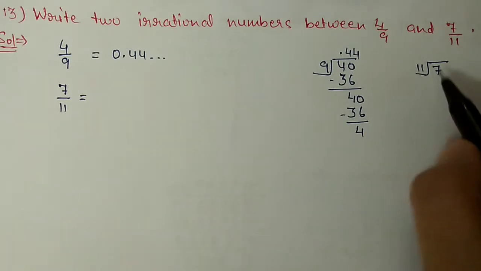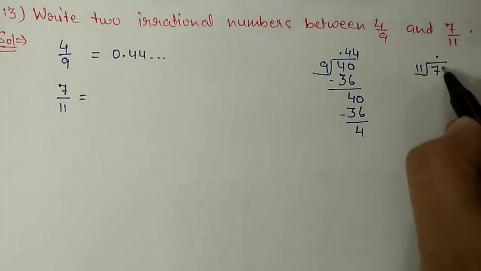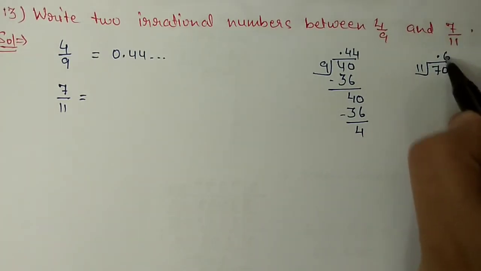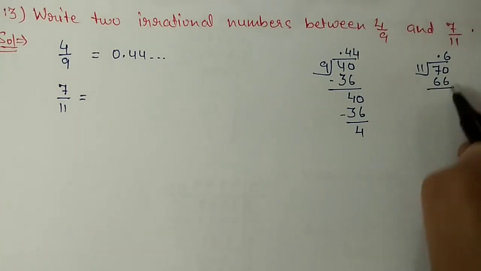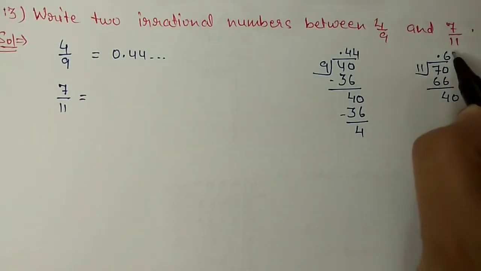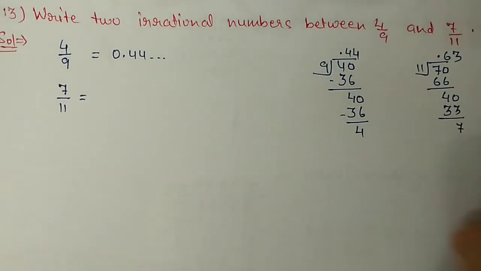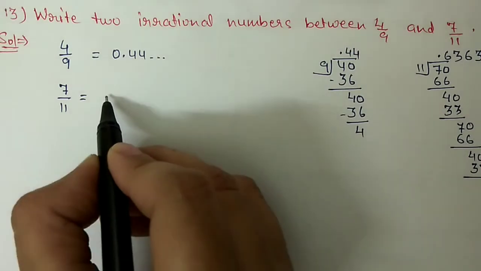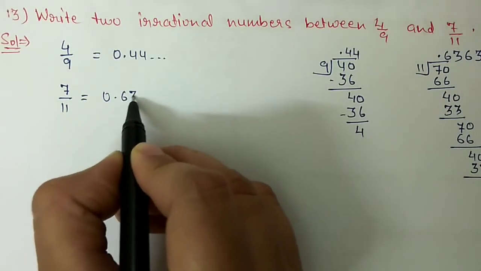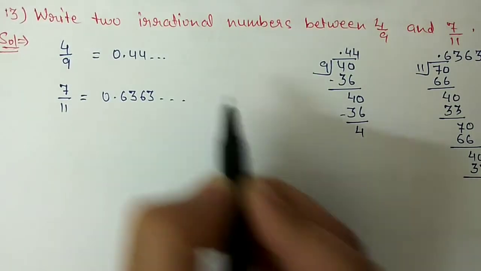Similarly, 7 also we will divide by 11, put decimal, take 1 0, 11 6s are 66, and here we get 4 0, 11 3s are 33. Then again 7 we are getting, take 0, 11 6s are 66, then 4 and again 3. So this 63 is repeating again and again. So this we can write as 0.6363 and up to infinity.